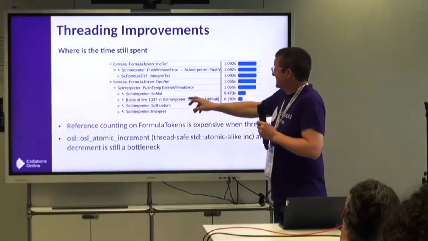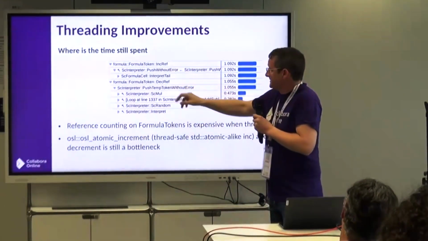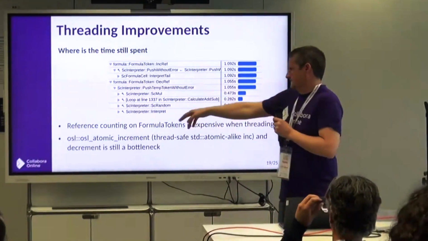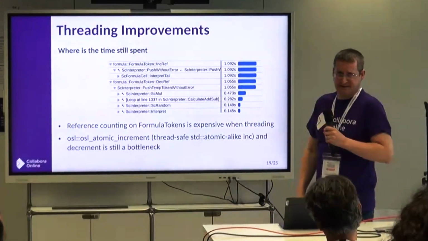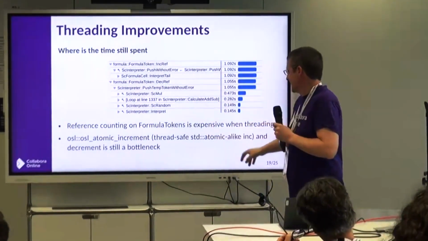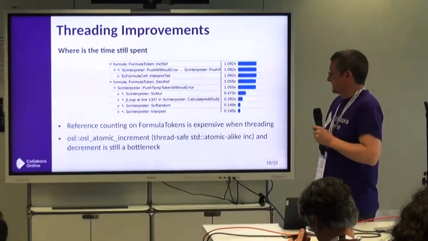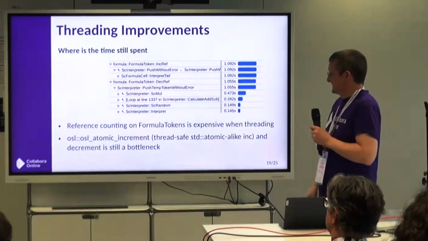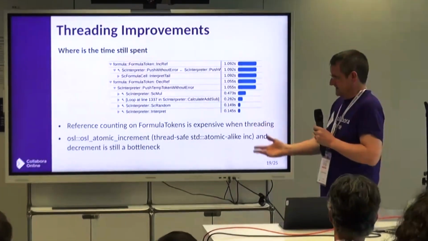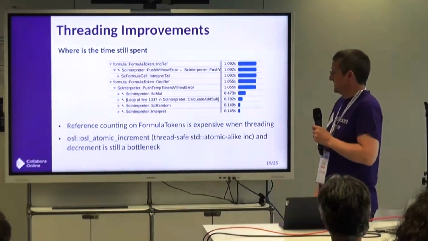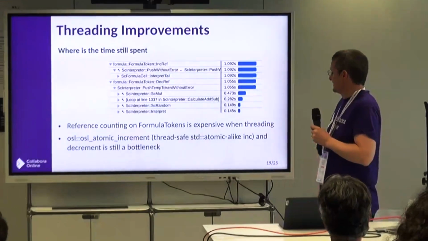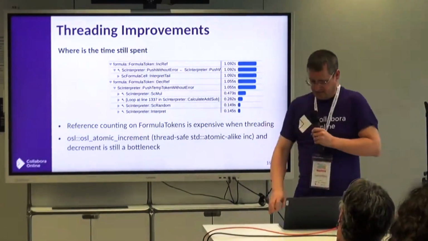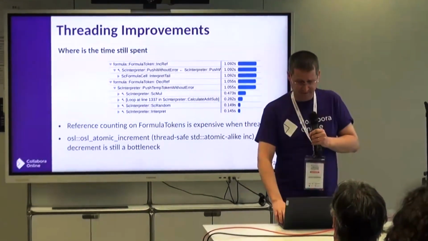And what we can see is that we're spending a lot of our time in incref and decref. They're using our OSL atomic increment, but it's basically the same thing as a standard atomic, in the sense that you're incrementing and decrementing thread-safe values, which is supposedly better than locking a mutex and incrementing and decrementing an ordinary value, but still not as free or as cheap as I thought they would be.